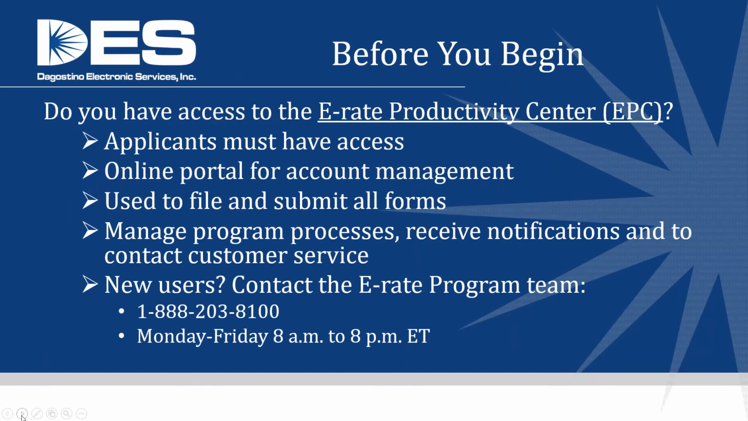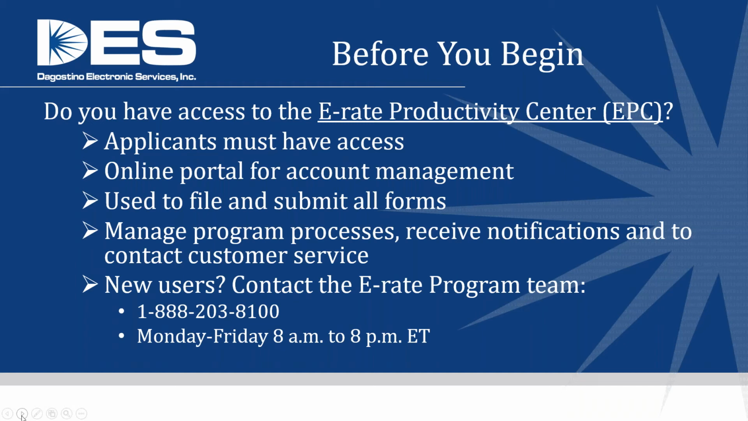Okay, so the big thing when you go to apply for E-rate funding is you need to have access to what's called the E-rate Productivity Center, the EPC for short. And basically that's just your online portal. That's where you do everything. You log in, you apply for funding, you upload forms, you can manage your process, you can receive notifications, that's how you contact customer service.